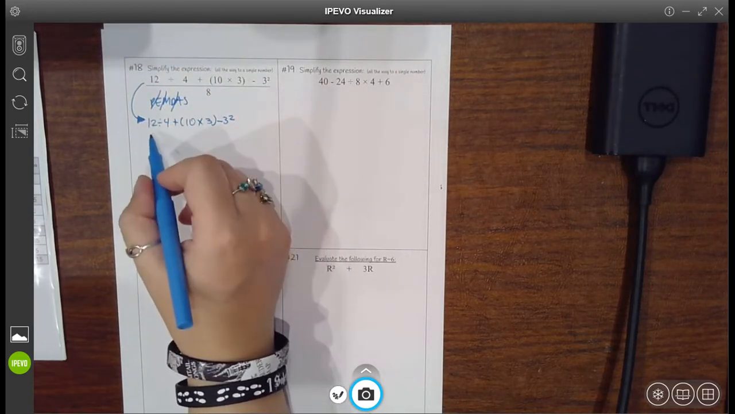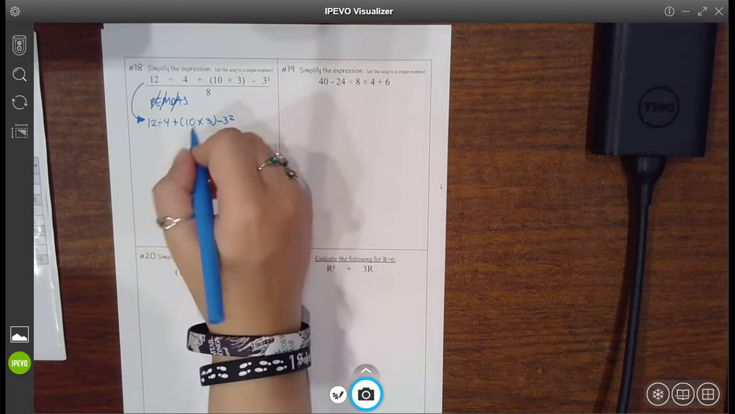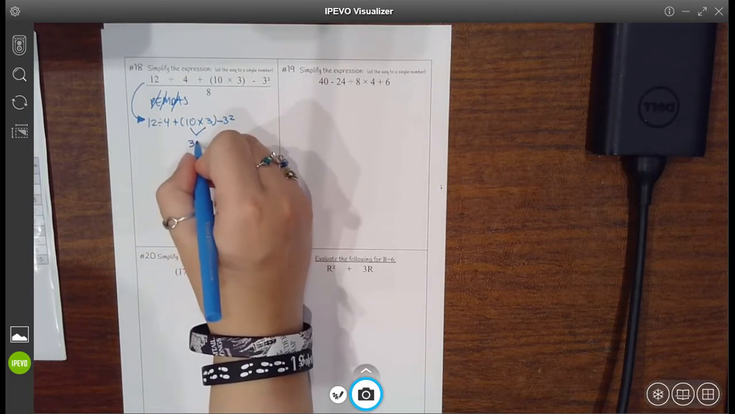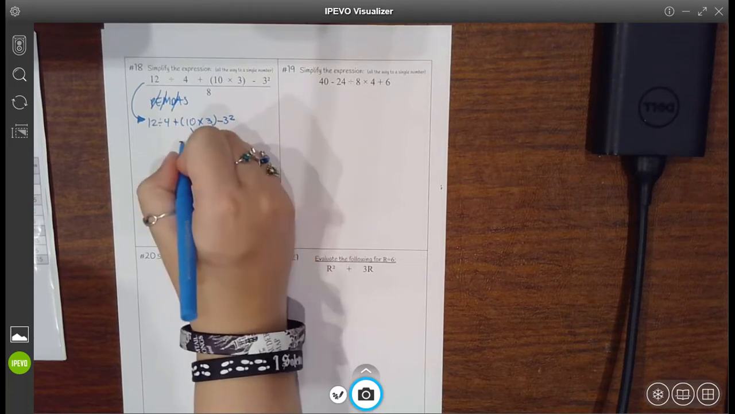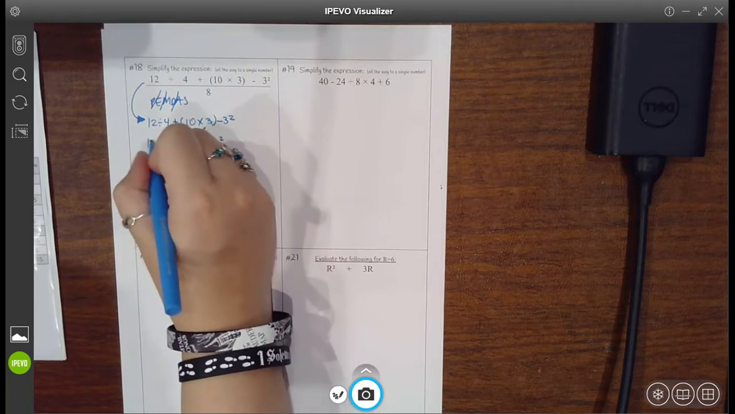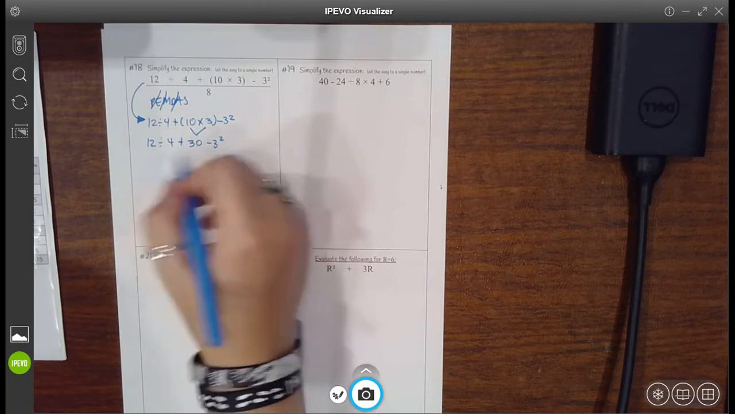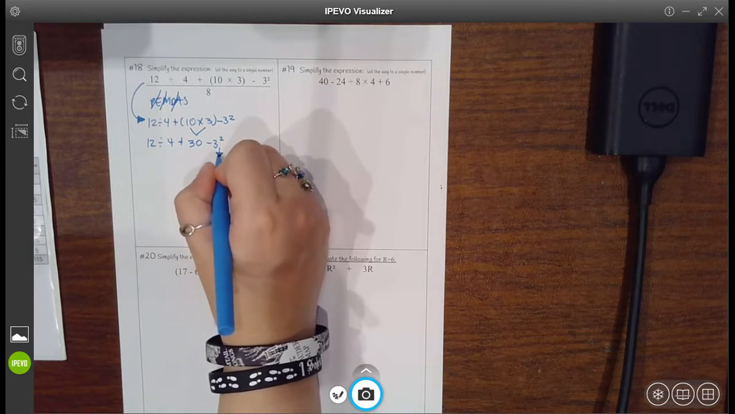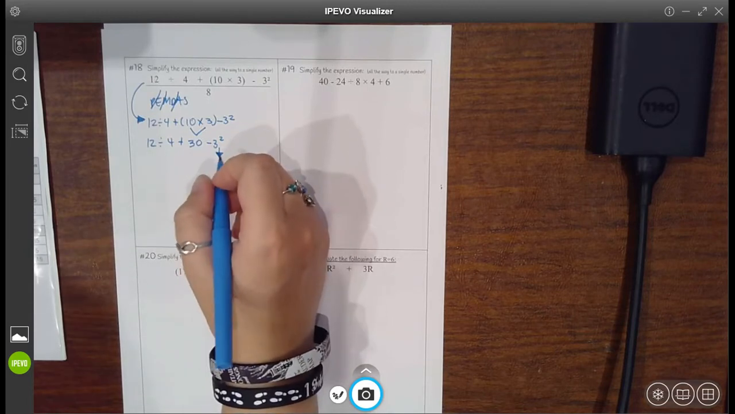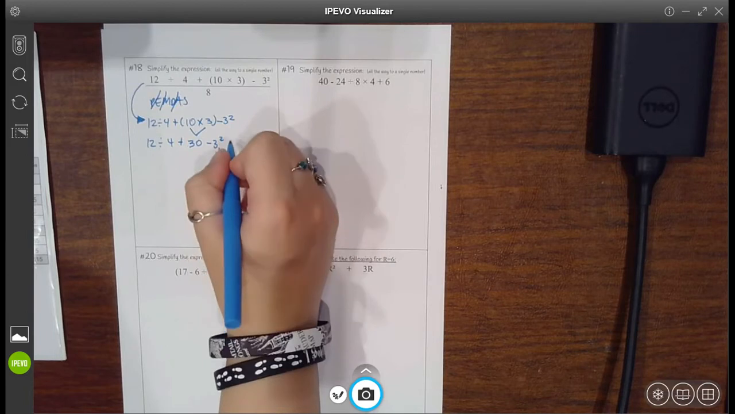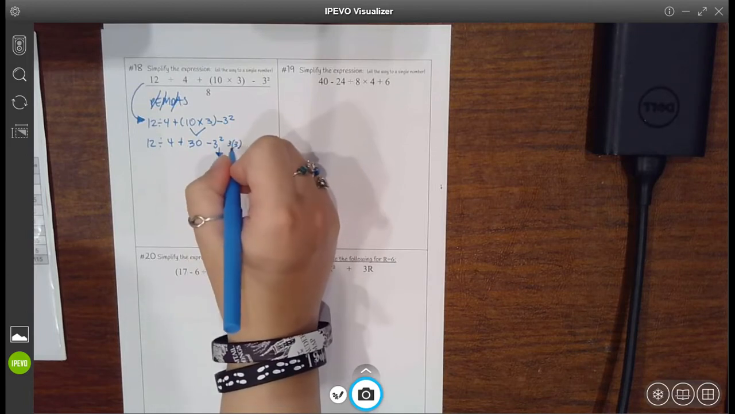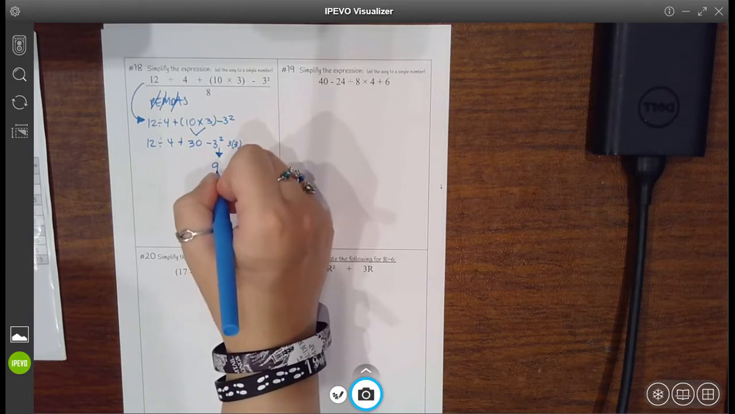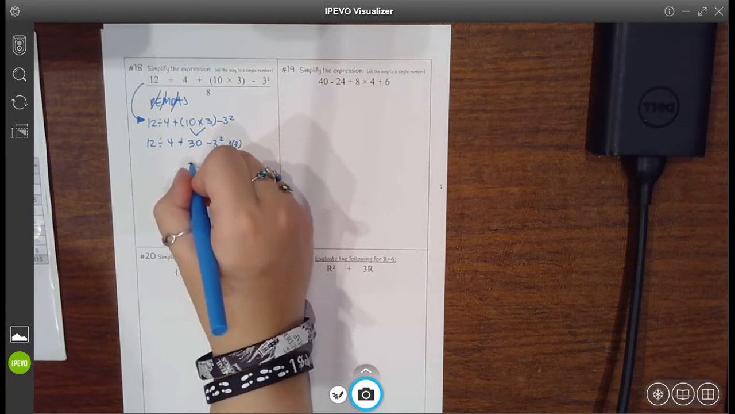Okay. Each line I want to check myself. Any parentheses? Yes, that is 30. Okay. Bring everything else down. Parentheses? Nope, they're gone. Exponents? Right here. 3 squared is 3 times 3, which is 9. If it helps, actually write 3 times 3 off to the side so that you're more likely to put a 9 and not a 6. Okay.